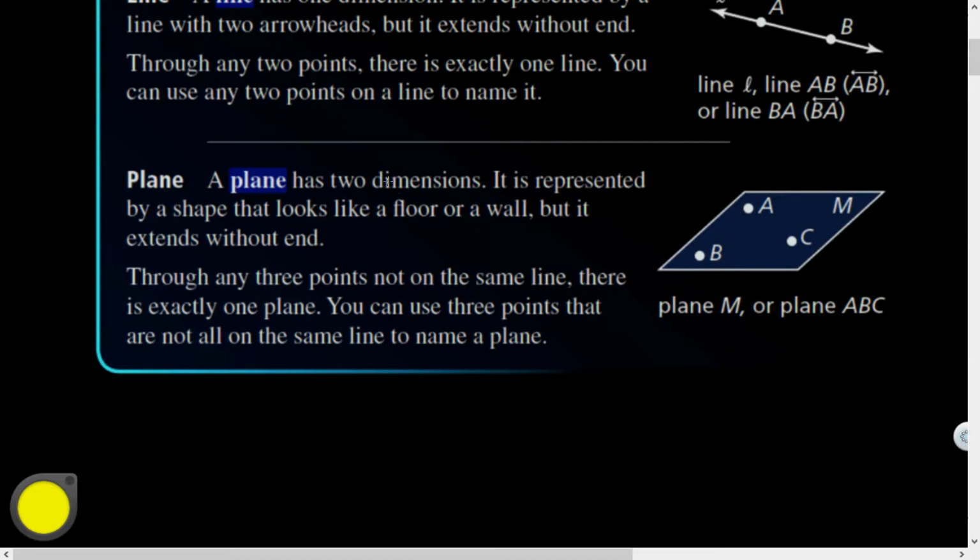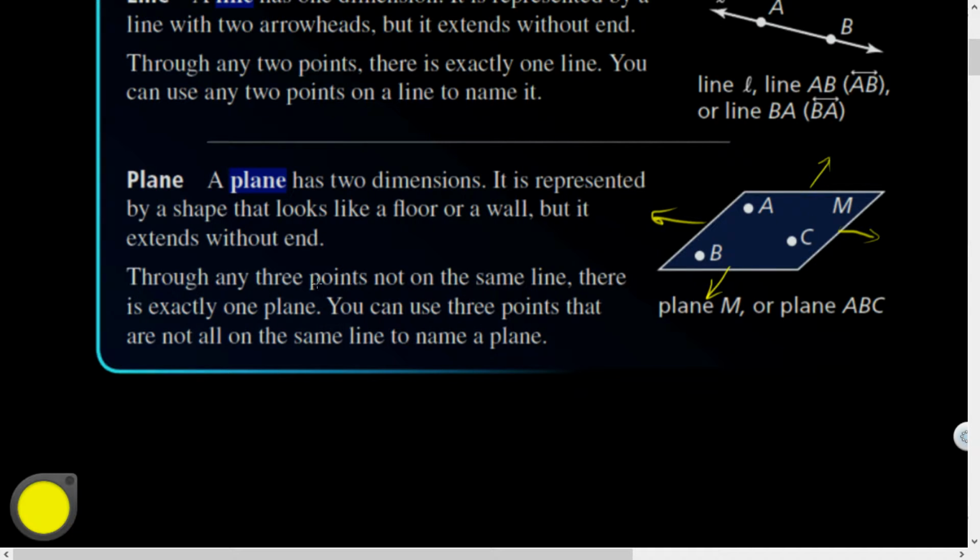A plane has two dimensions. It is represented by a shape that looks like a floor or a wall. Feel free to look around the room at a floor or a wall. See, you were able to visualize it so effectively. It is represented by a shape that looks like a floor or wall, but it extends without end. So imagine this is going infinitely in all of those directions. So it's a two-dimensional surface. Two dimensions.